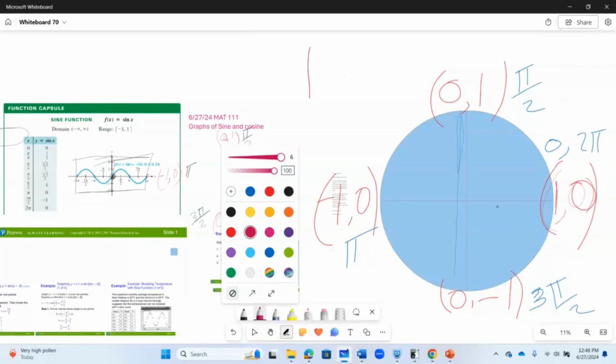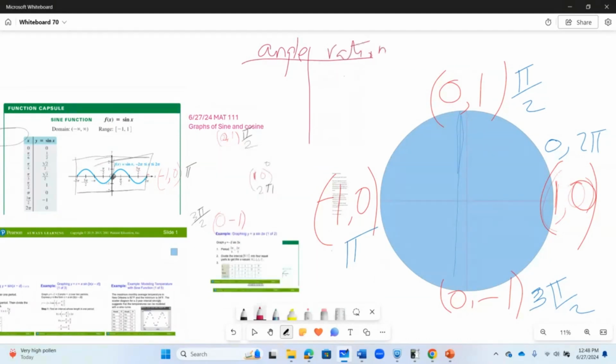Okay, this is angle. I'm just going to say this is angle, and angle can be degree or radian, but you know we're talking about radian. And then we want to say ratio. We just go ratio here.